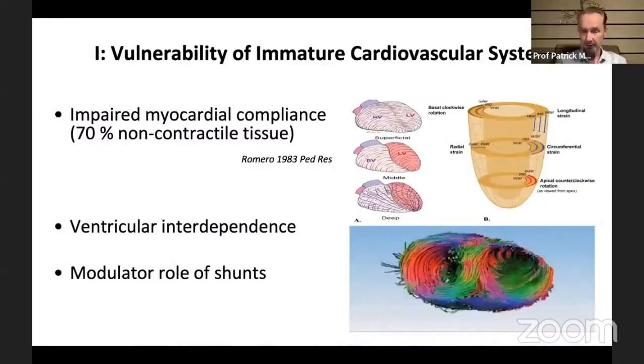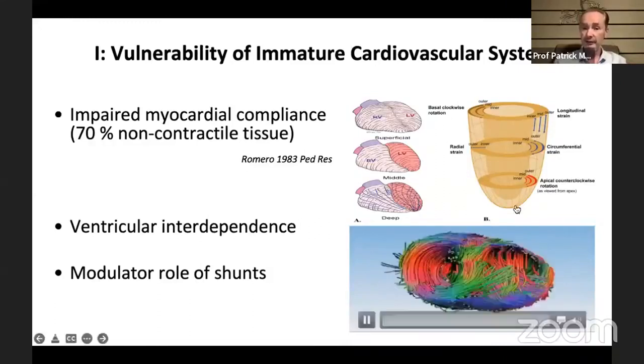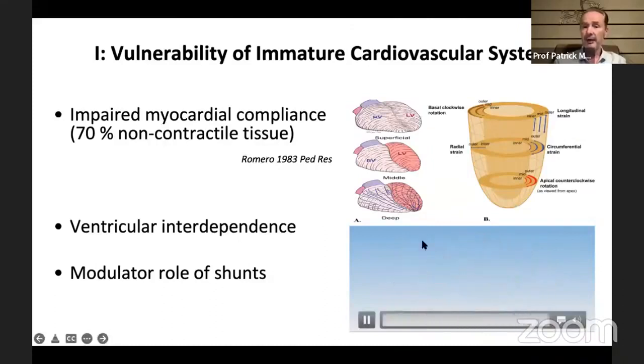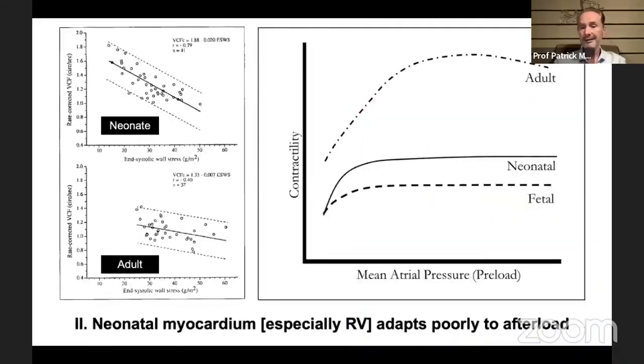It has less muscle. The sarcolemma are much more scattered, poorly organized, and their contractility is much less efficient. As you can see from the image in the bottom right, the right and the left ventricular fibers are very interdependent. And unlike adults, we have shunts that have an important modulator role. But even more important is when we think of the performance of the heart and how it responds to loading conditions, it also is very different.